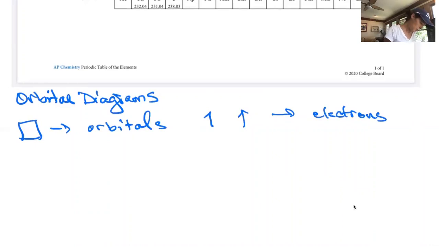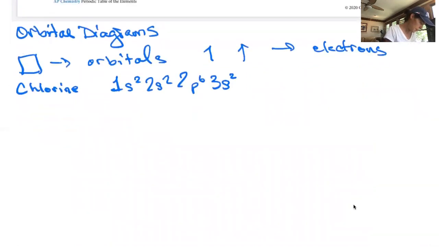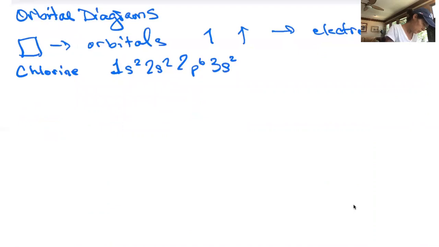All right, so let's bring back chlorine. Chlorine we wrote earlier as 1s2, 2s2, 2p6, 3s2. Oops, hold on, we got to put a 3p5 right there. That's chlorine. Let's turn that into an orbital diagram. So we're going to go 1s, and s has one orbital, so we'll get one box. And we will do arrow up, arrow down.